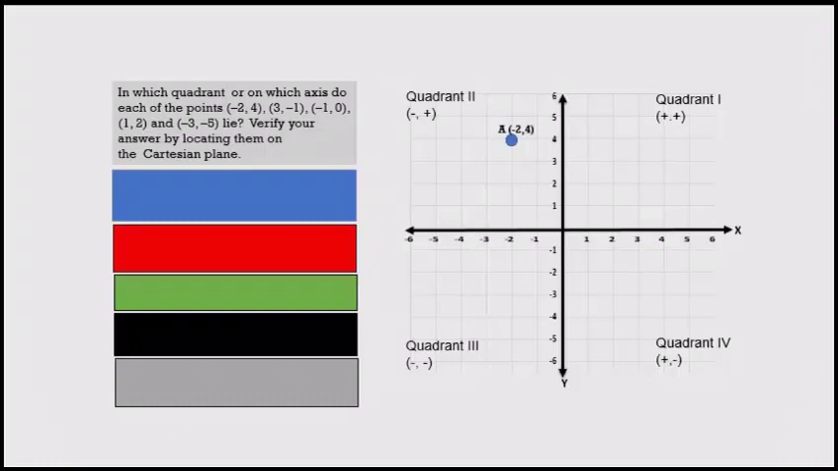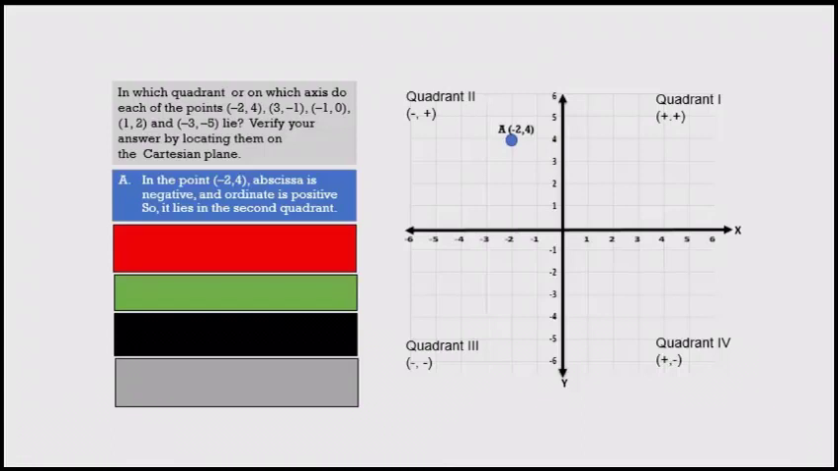Here abscissa is negative and ordinate is positive. The Cartesian plane shows that in the second quadrant the abscissa is negative and ordinate is positive. So the point (-2, 4) lies in the second quadrant.